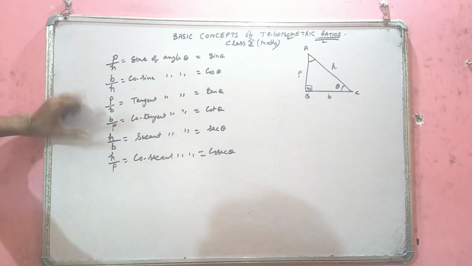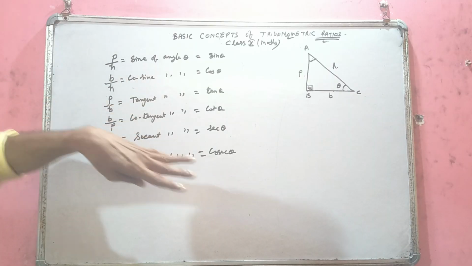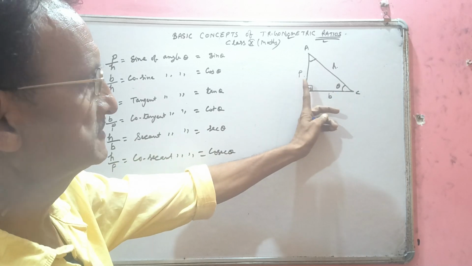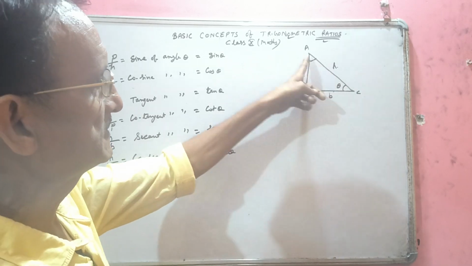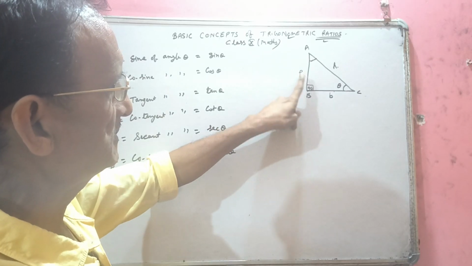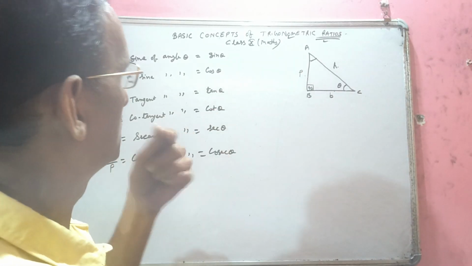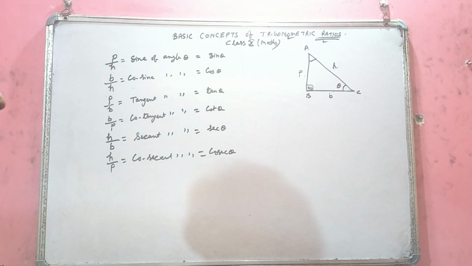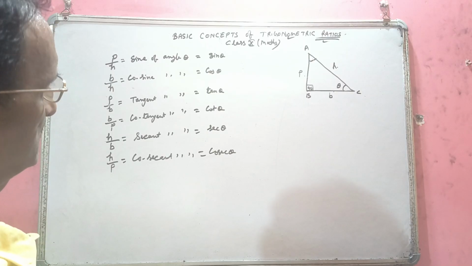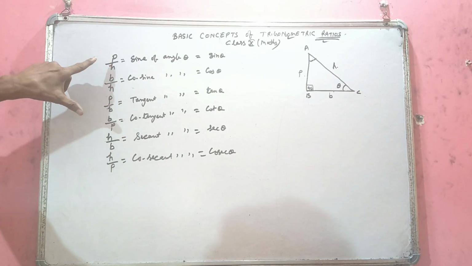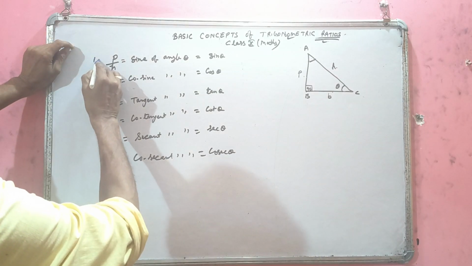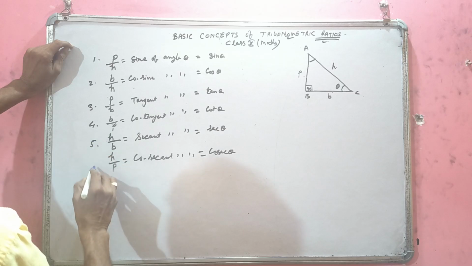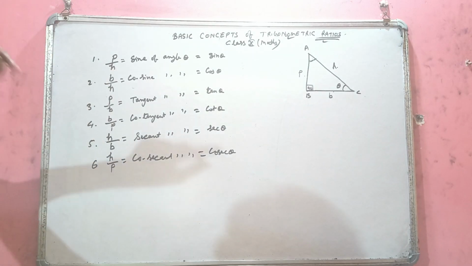When I say opposite side and adjacent side, it means with respect to the angle you have considered. Again I repeat, if you consider angle A, the P will become B and B will become P. Adjacent side is always the base. So we have 6 trigonometric ratios: sin theta, cos theta, tan theta, cot theta, sec theta and cosec theta. Now observe it. This is number 1, 2, 3, 4, 5, 6. These are the 6 trigonometric ratios.